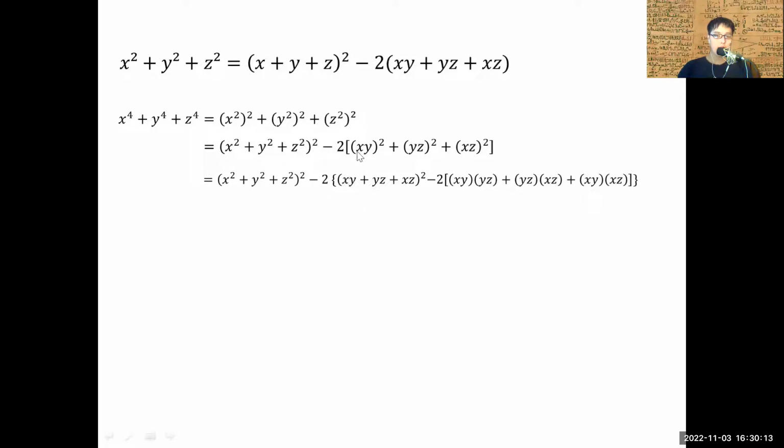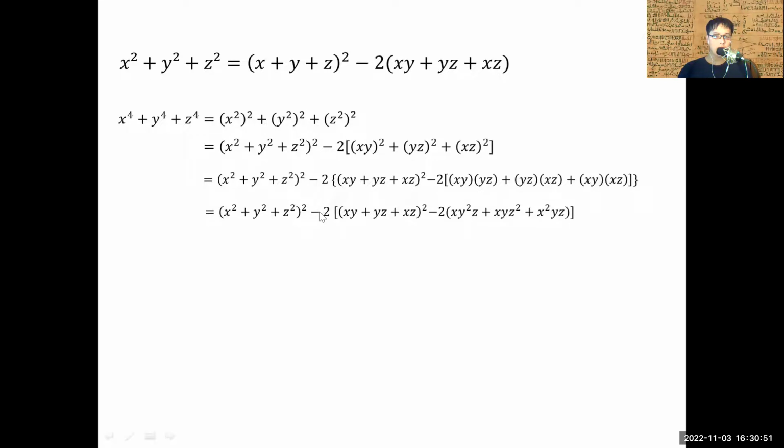The next part is xy, yz, and xz, which are in terms of a perfect square. So I'm going to break this down even further, based on the trinomial identity. The identity transforms this entire chunk into xy plus yz plus xz, all squared, minus 2 times the sum of xy times yz, plus yz times xz, plus xy times xz. So this whole thing got transformed by the identity.